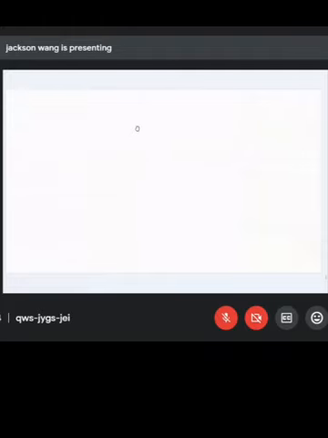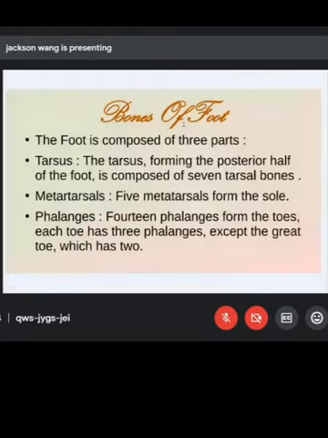The bones of the foot. The foot is composed of three parts: tarsus, metatarsals, and phalanges. The tarsus, forming the posterior half of the foot, is composed of 7 tarsal bones. Metatarsals, 5 metatarsals form the sole. So the sole, c'est la semelle.